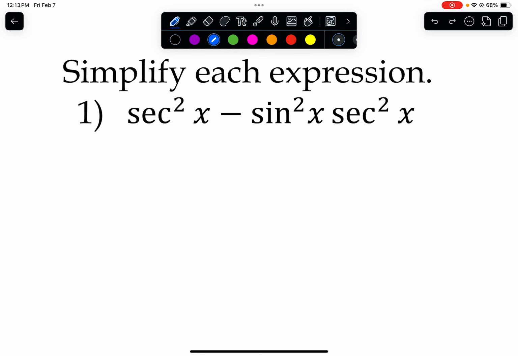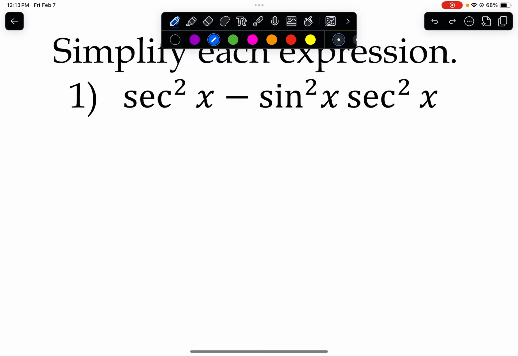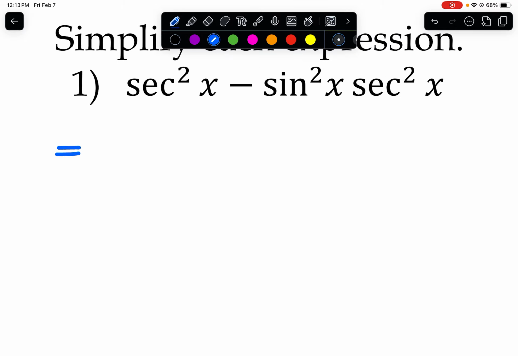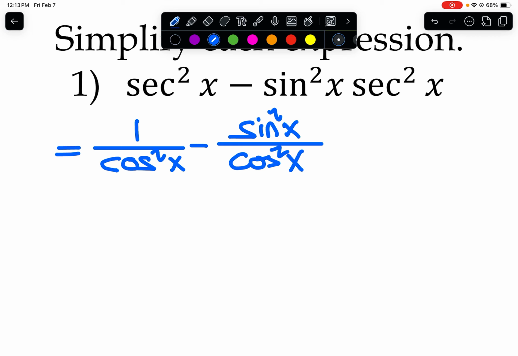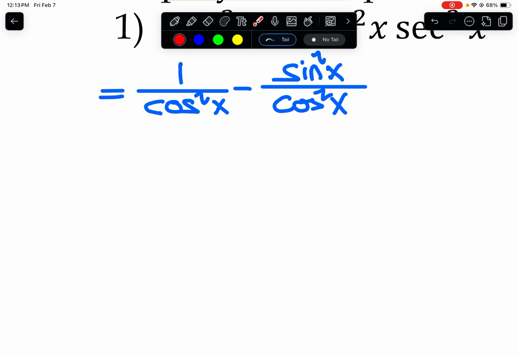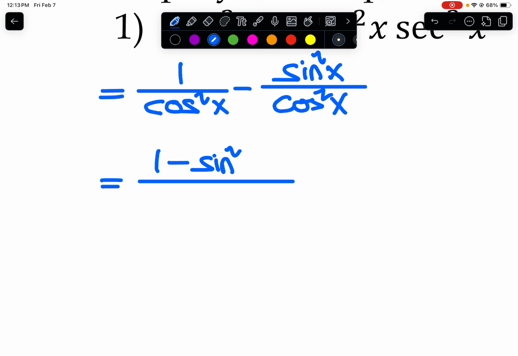So with this first one up here, what I'm going to do is focus on rewriting everything in terms of sine and cosine first. So secant squared theta, I'm going to change this one into 1 over cosine squared x. And then I'm going to have sine squared x in the top, and then secant squared, I'm going to change that to 1 over cosine, so that's just going to go to the bottom. So sine squared x over cosine squared x. And then now that we have a common denominator, I'm going to combine these fractions. So this is going to turn into 1 minus sine squared x over cosine squared x.